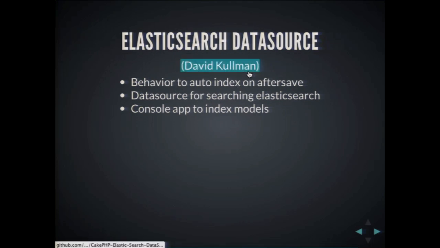You can use David Kullman's plugin, who's Cake Hero on IRC. He produces an Elasticsearch data source. It has a behavior that allows you to auto-index models on afterSave. It also comes with a shell that you can run periodically to index the data set. And there's also a data source, so you can build models that are backed by Elasticsearch instead of a SQL database. So you can do model find on Elasticsearch. You can find that on GitHub.